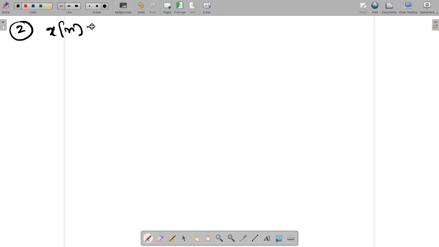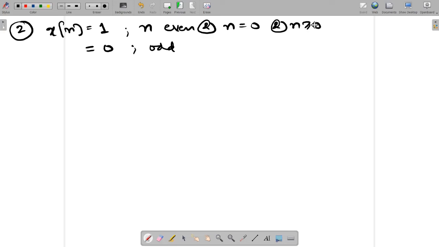x of n is equal to 1 for n even and n is equal to 0. X of n is equal to 0 for n odd. You can say n more than or equal to 0. Okay. Find final value.